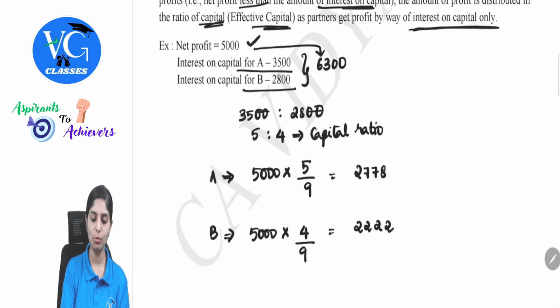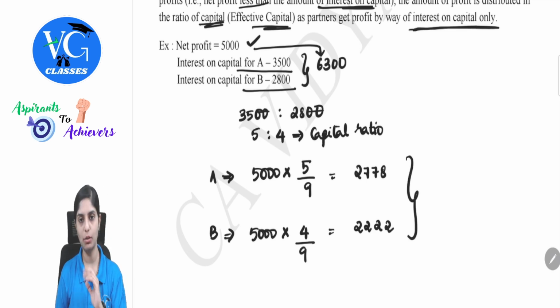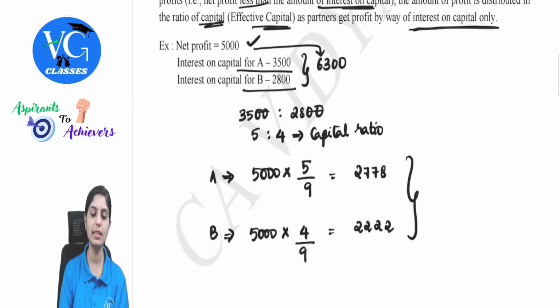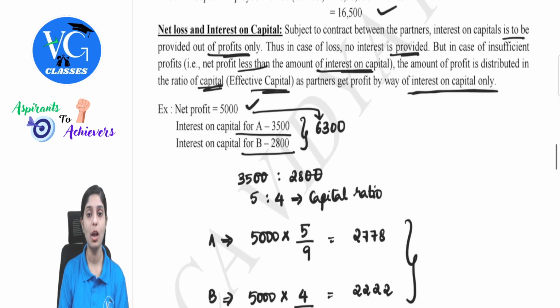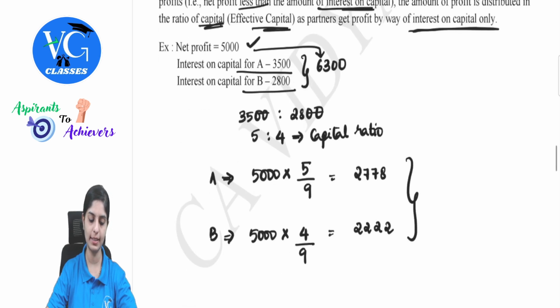This will be their proportion to take this 5,000, since the profit was not sufficient enough to provide for total interest on capital. So this is the step which we need to use when profits are insufficient to provide for appropriations. One example we observed here was for interest on capital. Clear with this? Yes.